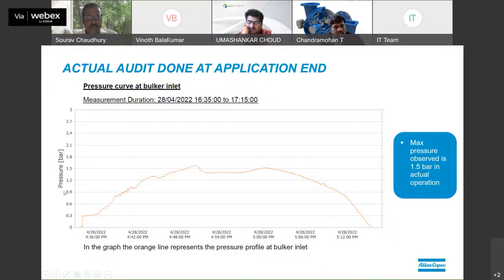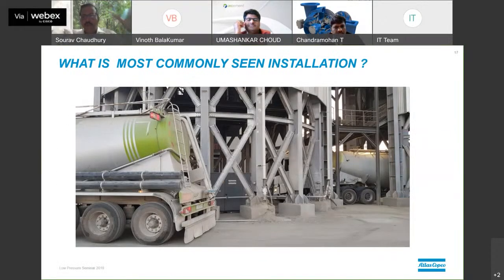On the y-axis we have the pressure, and on the x-axis we have the time required to unload or empty the bulker. So here, one of the major observations is that the maximum pressure does not go beyond 1.5 bar.